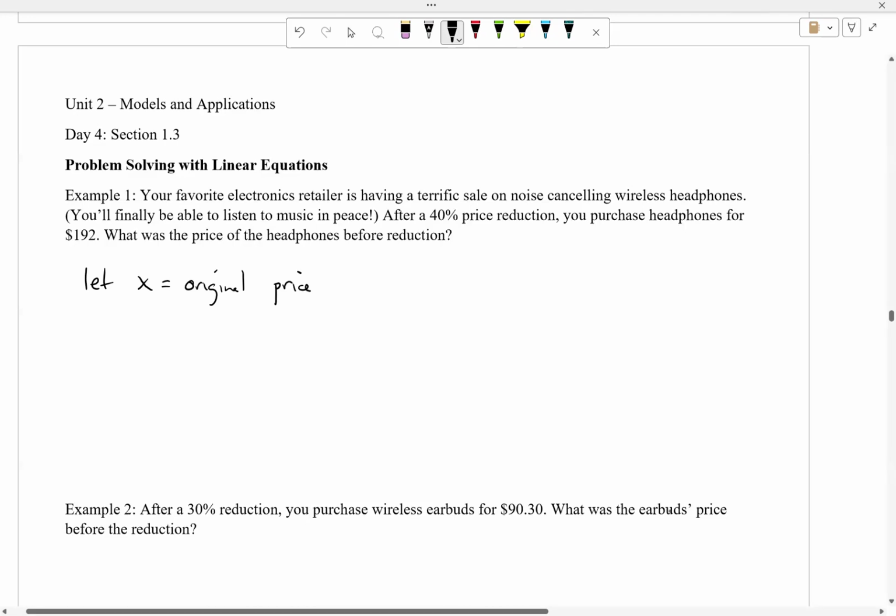Now we have to synthesize this into math. We have to take the English and put it into math. After 40% price reduction, you purchase headphones for $192. So I'm going to say we started with x minus 40% of the original price. How am I going to write that? 0.4x. Does this make sense? x minus 0.4x equals 192. This is a 40% reduction.